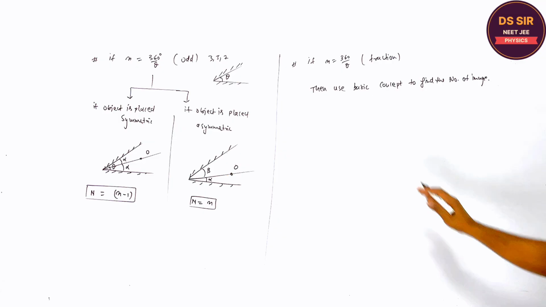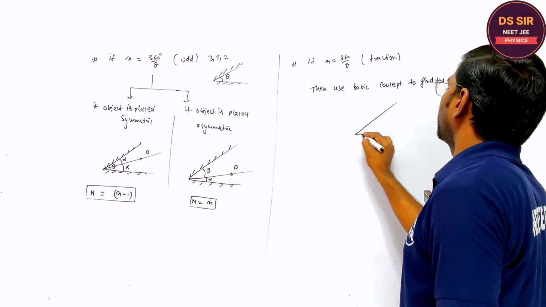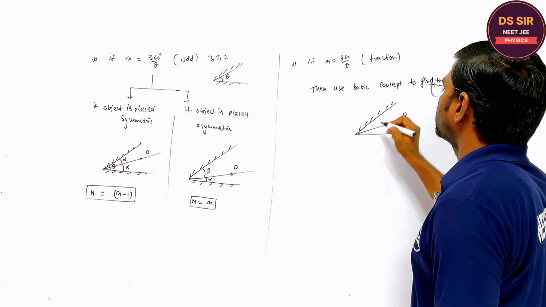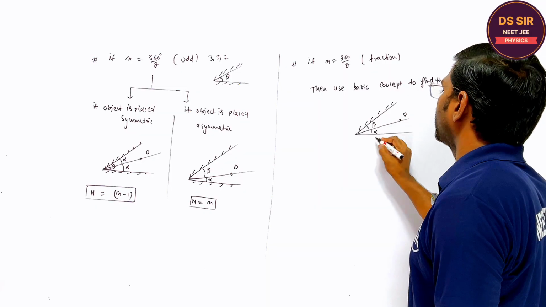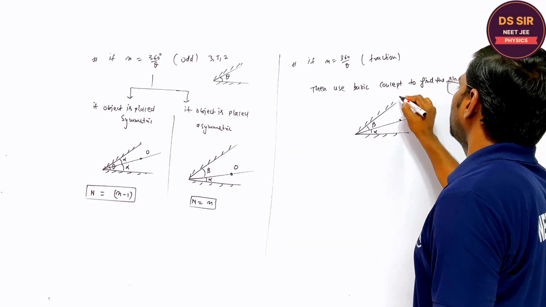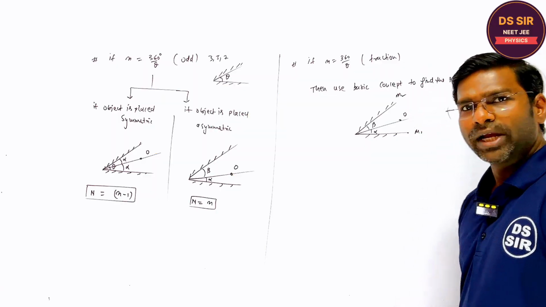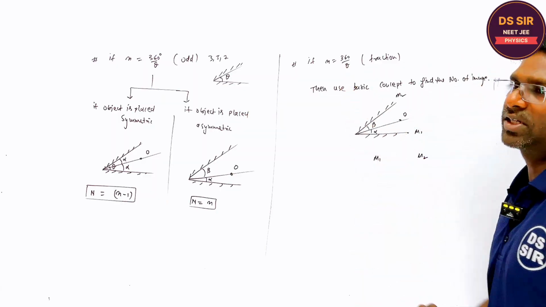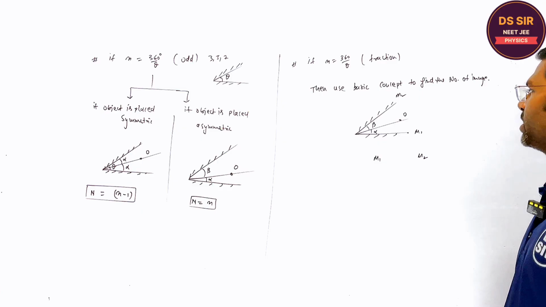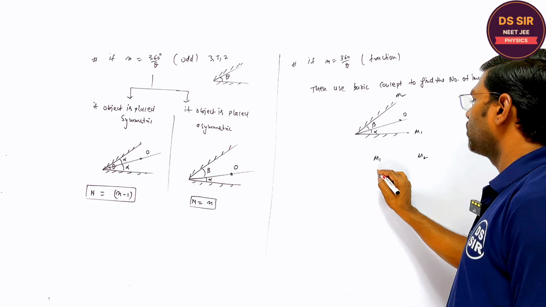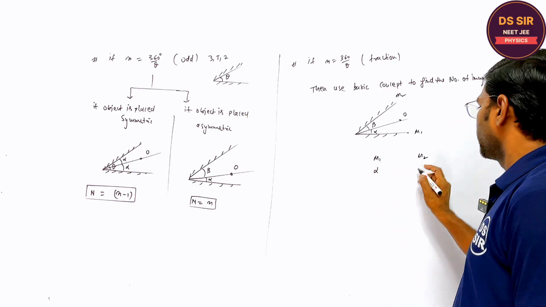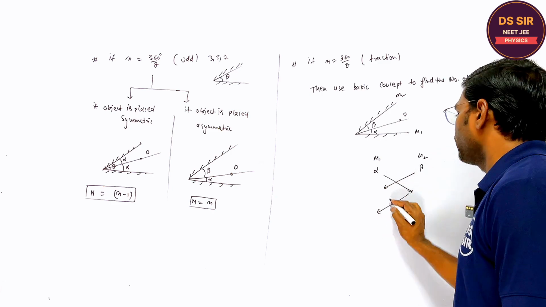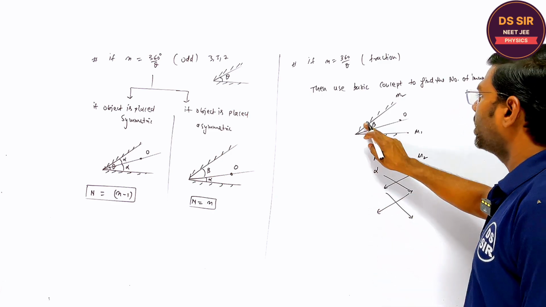If this is the object O, this is the mirror, this is the beta, this is the alpha, this is m1, this is m2. Are you getting? So if n is a fraction, not an even integer, not an odd integer, then how is the image formed? Say alpha, then beta, then you have to add. What is the angle between them?